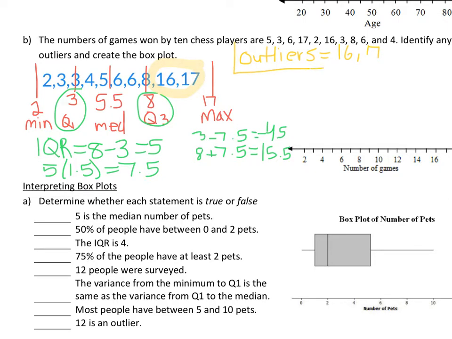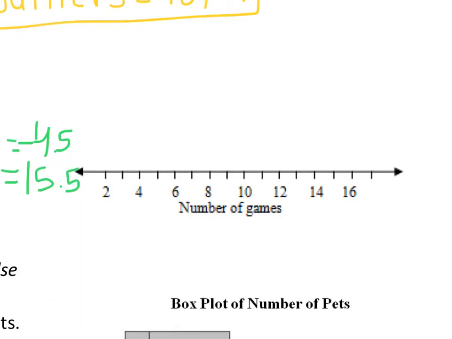Okay, and then we need to create the box plot. When we're creating a box plot with outliers, we actually identify the outliers by putting a little asterisk or dot where those numbers are. So I'm zoomed in on my graph here. My outliers were at 16 and 17. So I'm going to put a little asterisk on 16 and on 17. Those are the outliers.